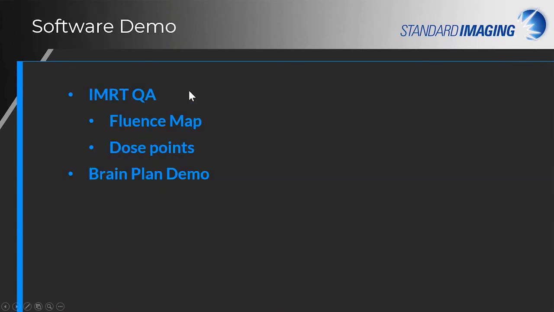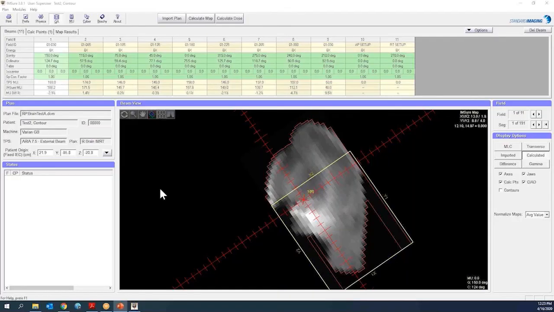And so next on my list is the software demo. So I'm going to just go through the QA module a bit, looking at the Fluence maps and dose points for a brain plan. So just let me switch over to the software. And I already have the software open.